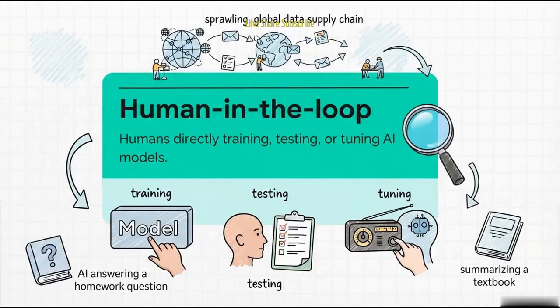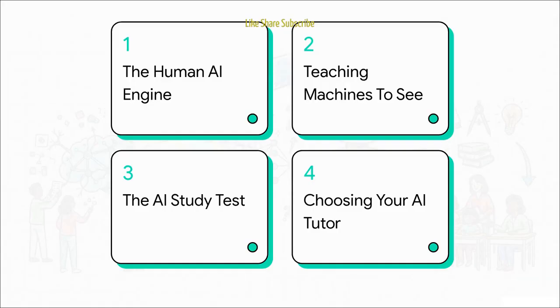And that brings us to our foundational concept for today, human in the loop. Basically, this is the process of humans directly training, testing, or tuning AI models. You see, before an AI can answer your homework question or summarize the textbook, it actually has to be taught how to process information. And that teaching relies on a sprawling global data supply chain driven from start to finish by human judgment.